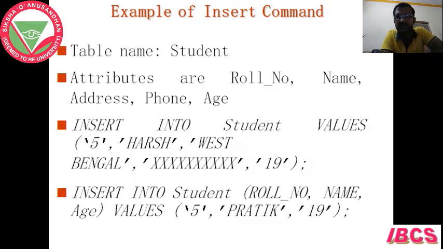The other way of inserting the values can be insert into student (roll number, name, age) and then values 5, Pratik, and 19. So here we are customizing. We are not inserting the values of the phone number and address, we are only inserting the values for three columns.